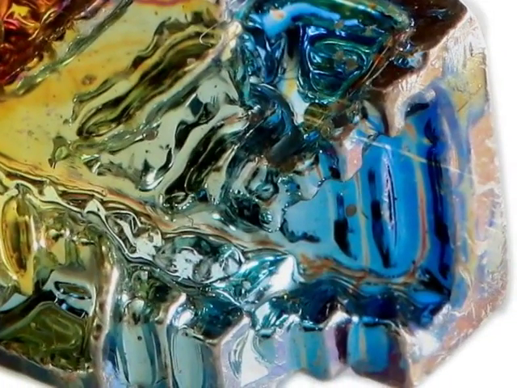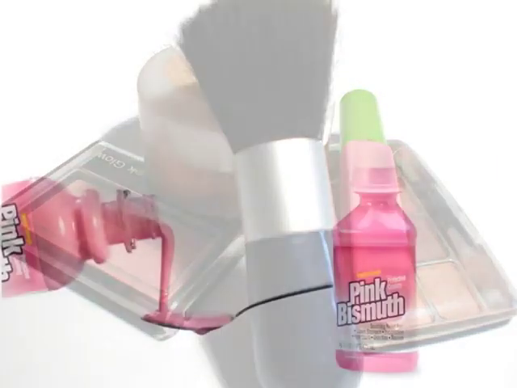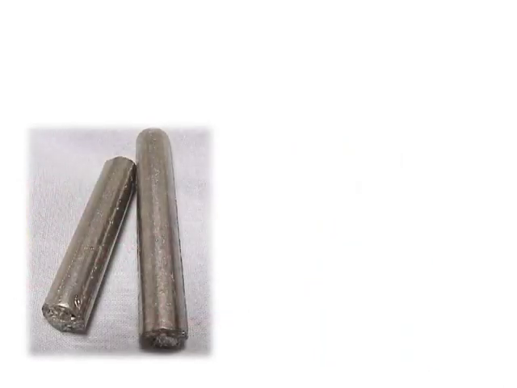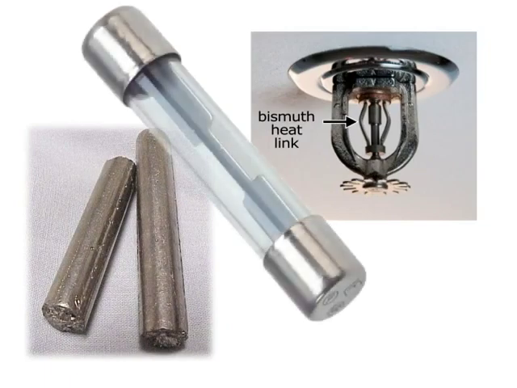Bismuth is used in many cosmetics, and in over-the-counter medicines for stomach problems, commonly known as pink bismuth. Bismuth alloys tend to have a low melting temperature. These metals are used in metal fire sprinkler systems and electrical fuses.